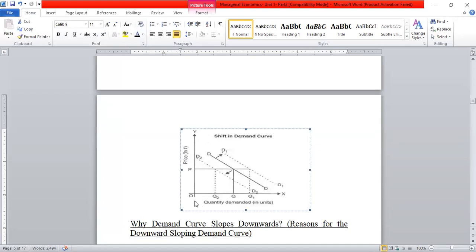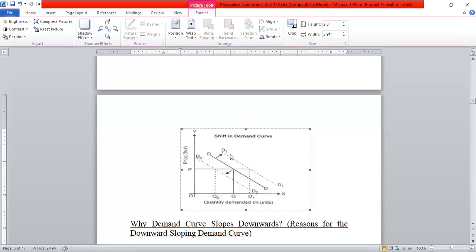You can see here, on the DD demand curve, the quantity demanded is OQ. Can you see this? OQ. When the demand shifts from the DD curve to D1, the quantity demanded shifts to OQ1. So that is an upward shift.